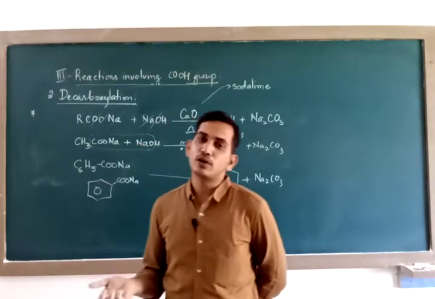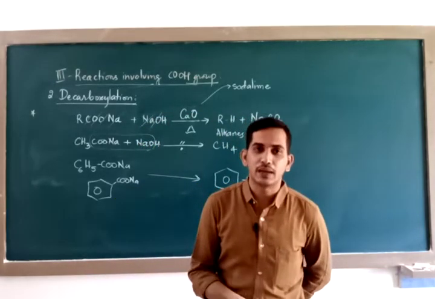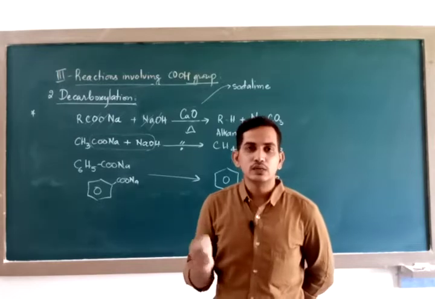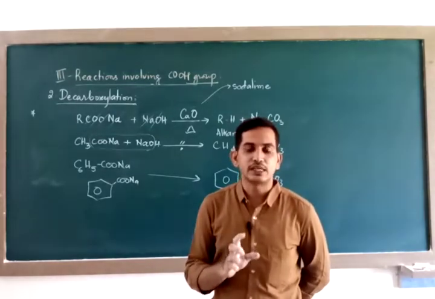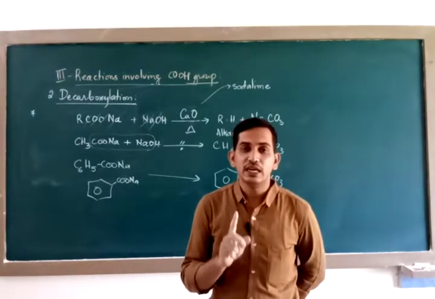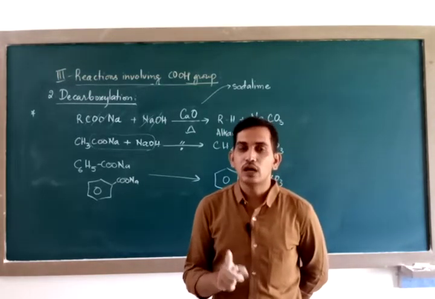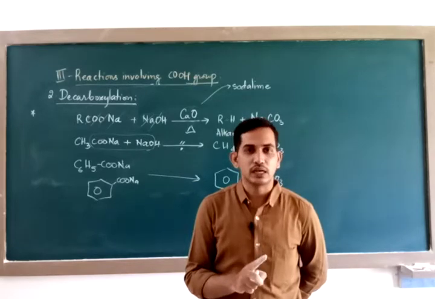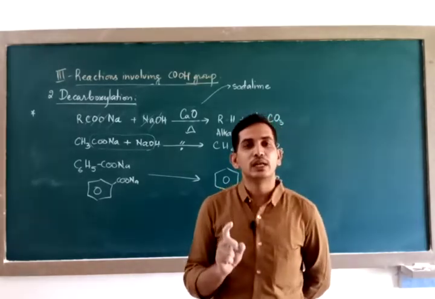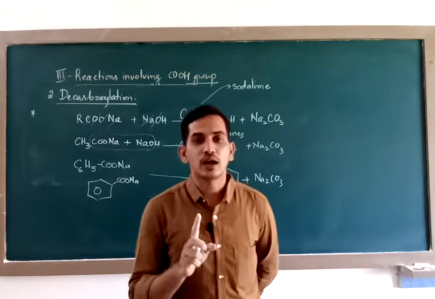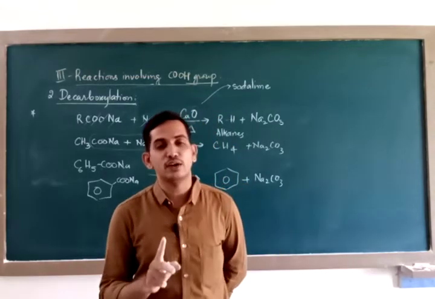And what is the decarboxylating agent used? It is soda lime. What is soda lime? It is sodium hydroxide and calcium oxide mixture. Whether heating is required? Yes, heating is required, along with sodium salt of carboxylic acid. What product is obtained? You will get hydrocarbon and not alkane always.